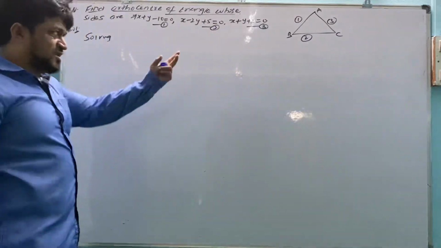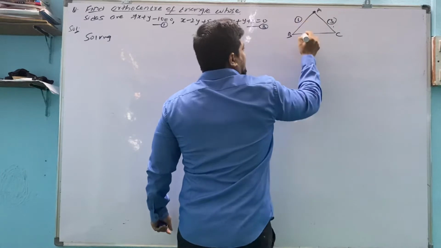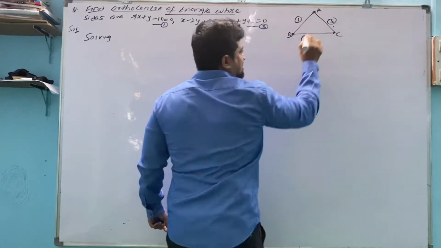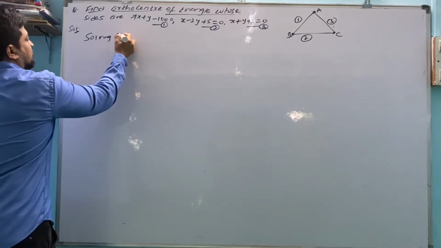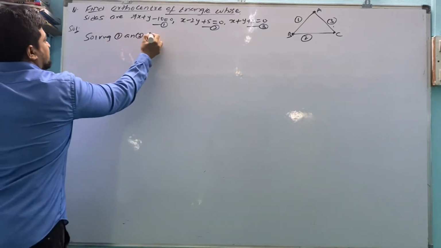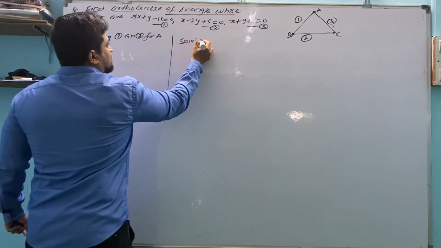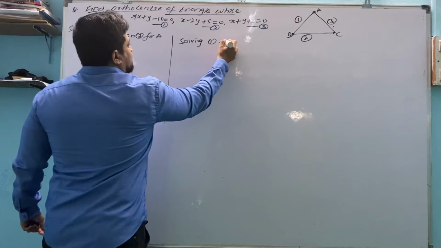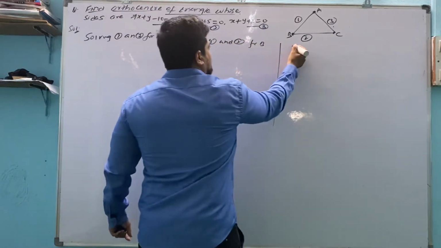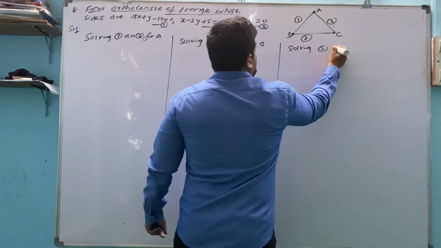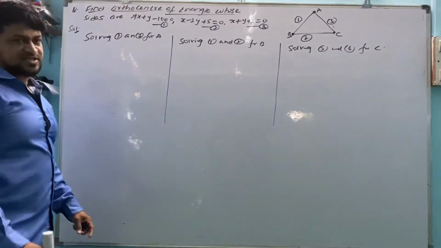One, two, three, you can take anywhere. Now, the intersection of 1 and 3 is A, 1 and 2 is B, and 2 and 3 is C. We will solve them, we will find that. Solving 1 and 3 for A. Solving 1 and 2 for B. Solving 2 and 3 for C. First we will find the vertices. There is one more method.